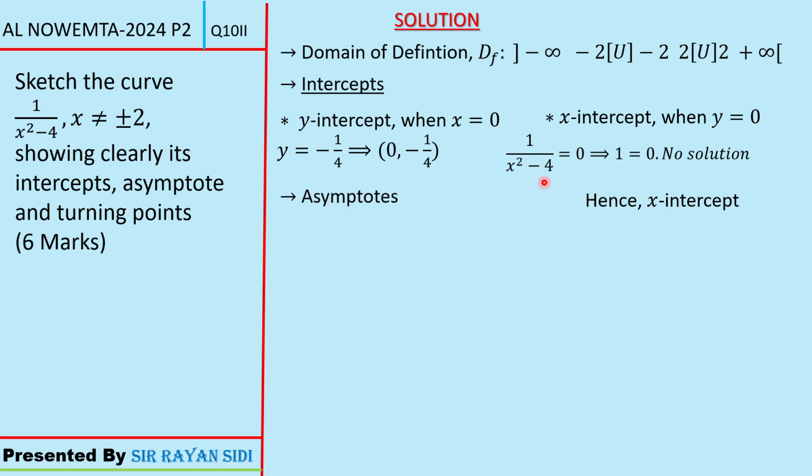We have 3 asymptotes that exist, but in mathematics we limit ourselves to 2. That is, we have the vertical asymptote, we have the horizontal asymptote, and we have the slant or oblique asymptote.